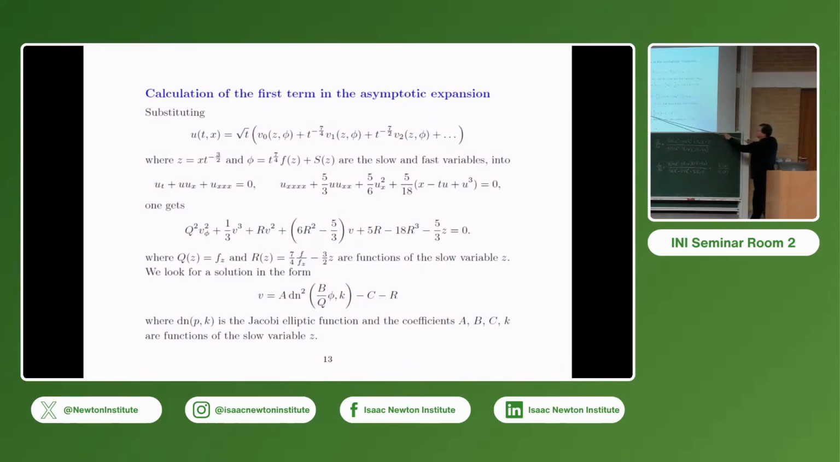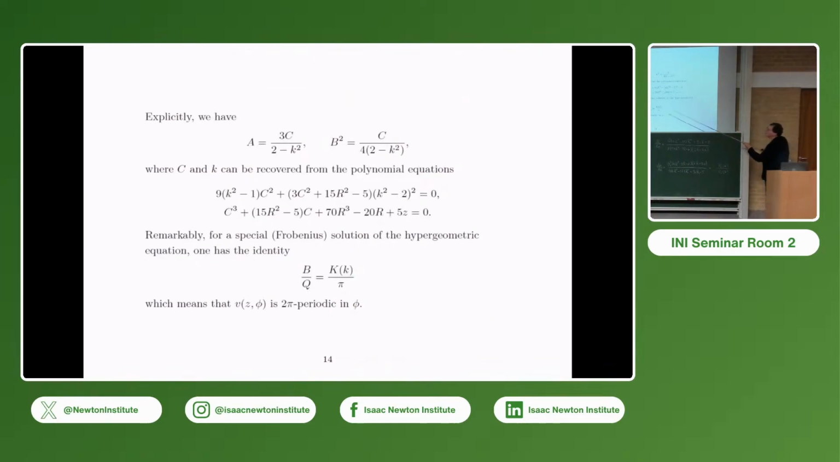In particular, you see, for this function to be 2 pi periodic in phi, this B over Q has to equal complete elliptic integral over pi, because this is kind of period of Jacobi function. And it turns out that this identity, it's quite non-trivial to prove it, by the way. This identity holds only for a special separatrix solution of this, right? Not for generic solution. All right, so I don't want to load you with further formulas. There are explicit formulas for all the coefficients, and you can calculate with them.